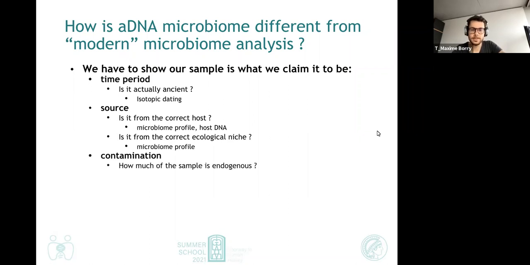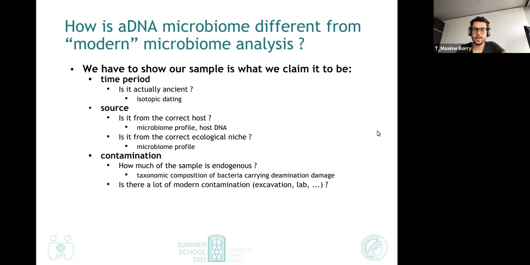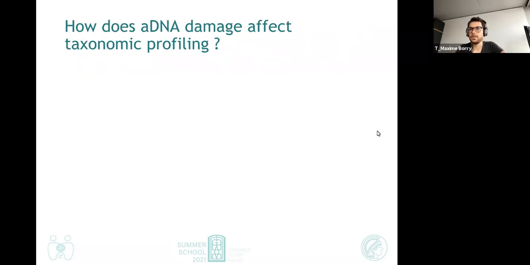You have to check for contamination. So how much of the sample is endogenous? How much is actually from the original sample, and how much is modern contamination? For this, you can check the taxonomic composition of the bacteria that carry the damage specific to ancient DNA, this C to T damage. Is there a lot of modern contamination from the excavation, the lab, etc.? You have to check the taxonomic composition of the bacteria that do not contain this damage, and so on and so forth.